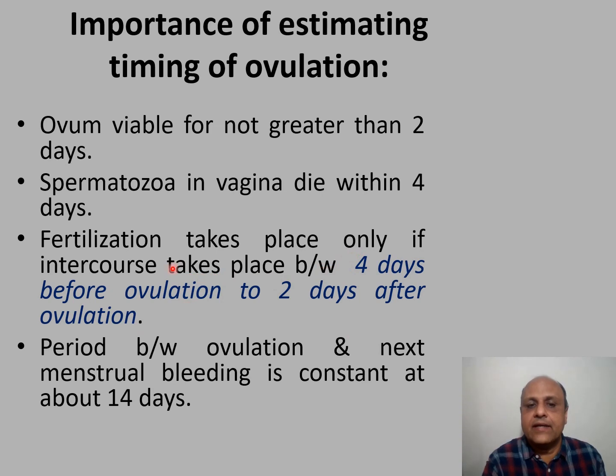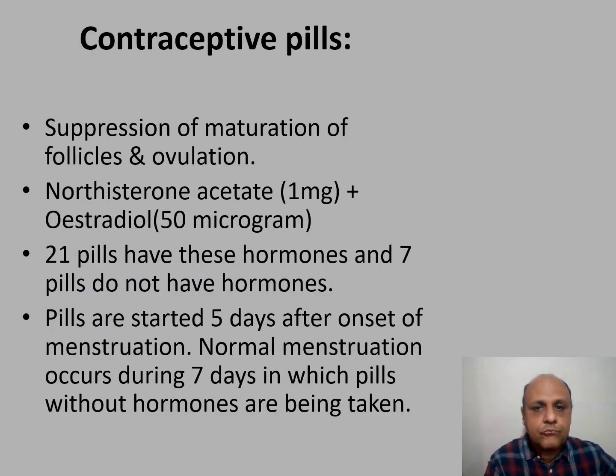This is the critical period where if intercourse takes place, then there is likelihood that the pregnancy will take place, the fertilization will take place. So couples who want to conceive or are finding it difficult to conceive are advised to have intercourse during this period, 4 days before ovulation to 2 days after ovulation. That is why we need to know the timing of ovulation to plan the pregnancy. So the period between ovulation and next menstrual bleeding is constant at about 14 days. That you need to know.